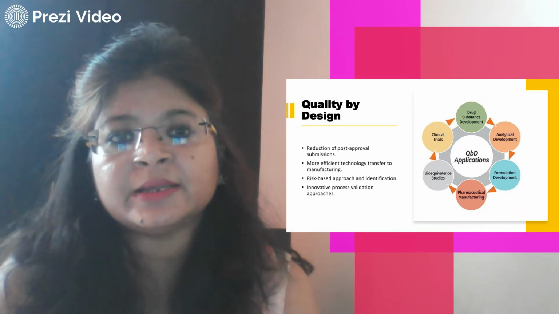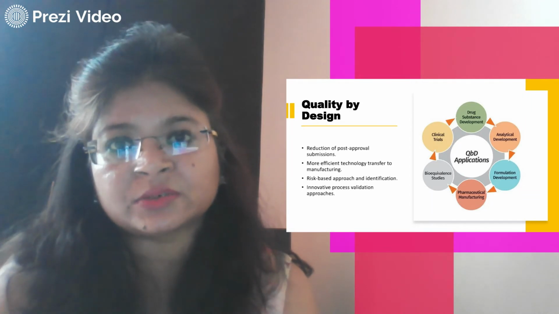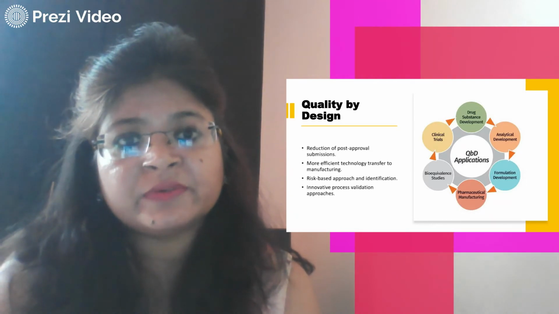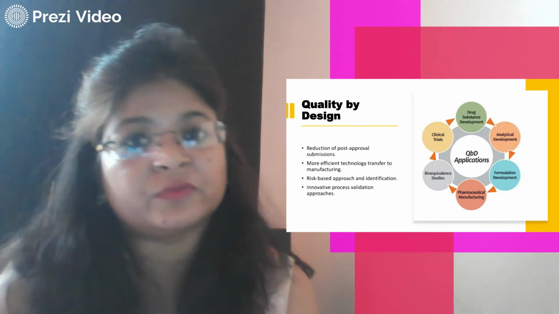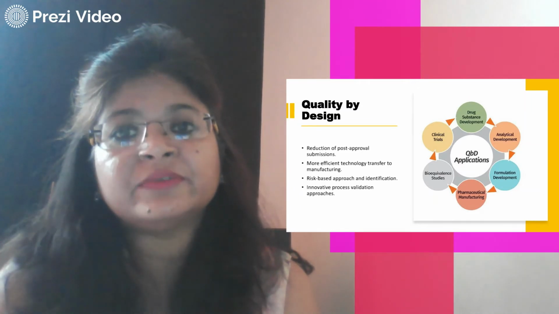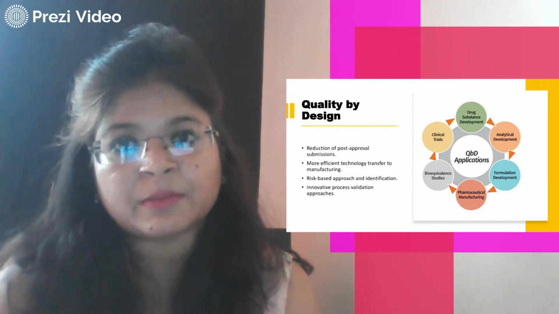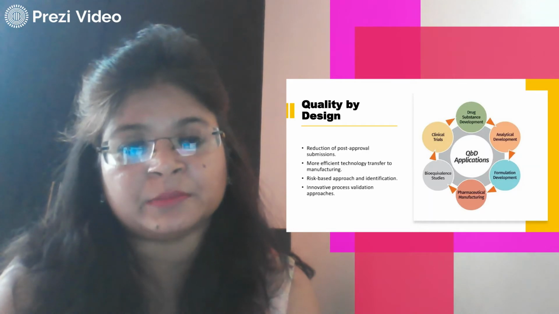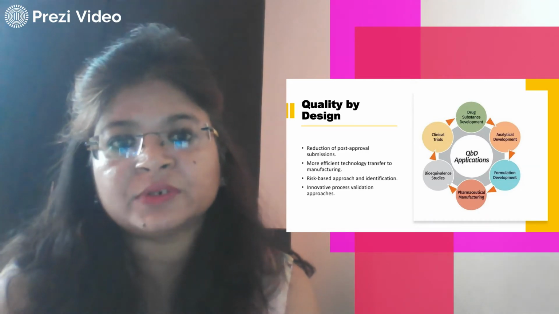So if we follow quality by design in the initial stages only, we will not have these kinds of problems like out of specifications, or post-approval changes, because from the initial stage you are following and devising a very well established system, and you are taking control of each and every variability parameter. Apart from that, it will have a more efficient technology transfer to manufacturing.